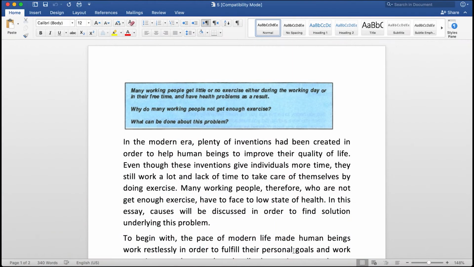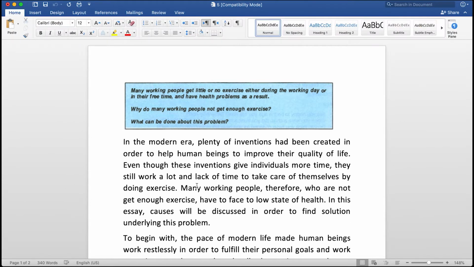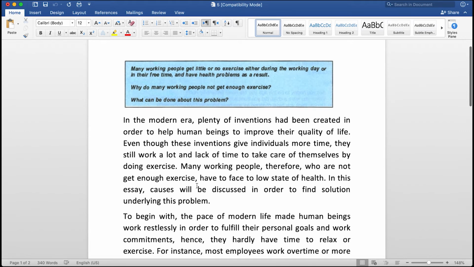Hello everyone, and welcome back to another writing correction session. Today's writing is based on the prompt that you are about to hear. Just like previous episodes, I'll be using the track changes feature so that you could always see what changes I am suggesting. Many working people get little or no exercise during the working day or in their free time and have health problems as a result. Why do many working people not get enough exercise, and what can be done about this problem?